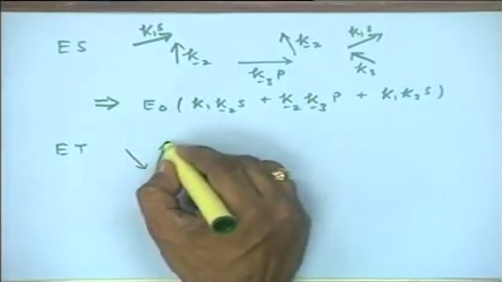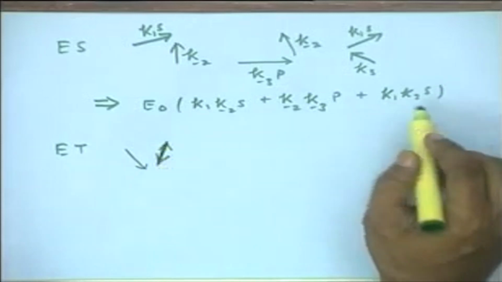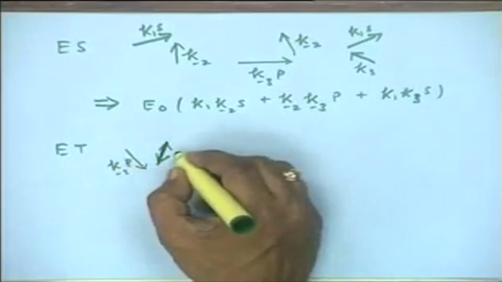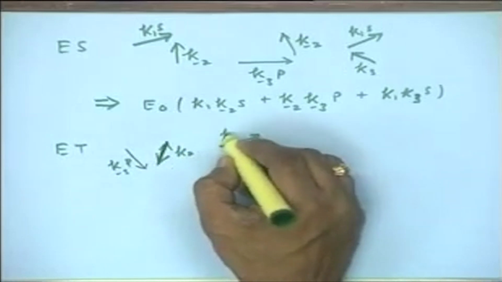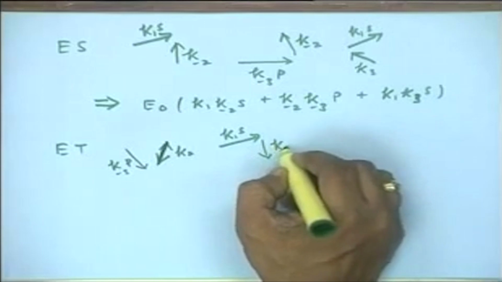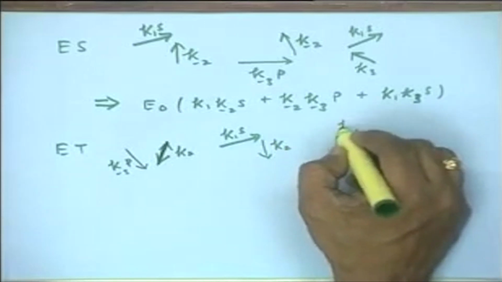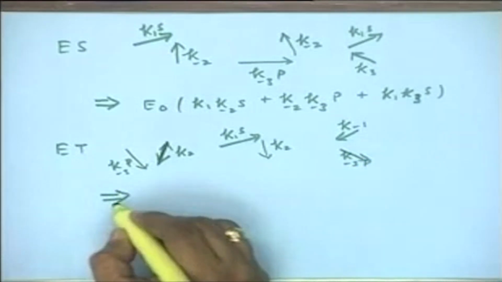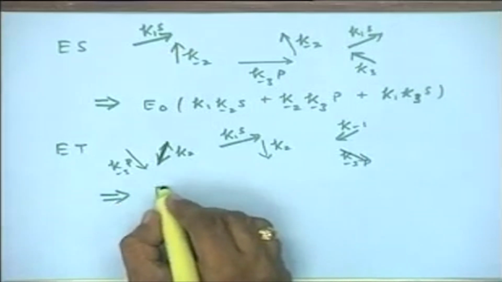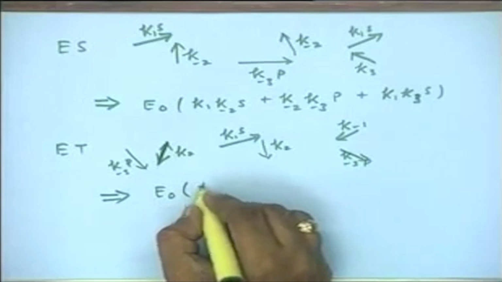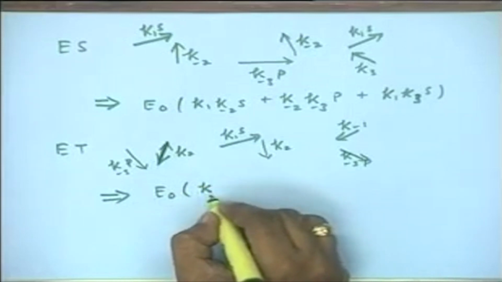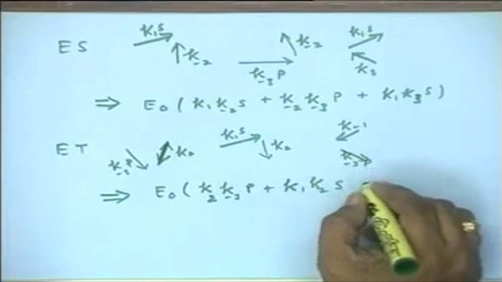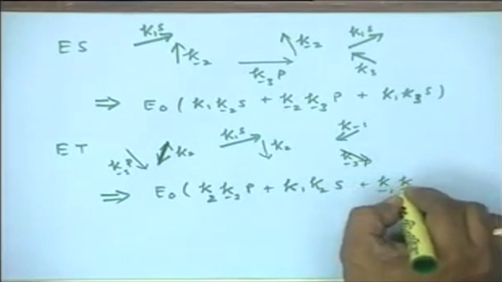oh sorry, the other way. So, the last is K1, K3. Pardon? Last one is K1, K3. This will be your K minus 3 into P and this will be K2, K1S, K2 and K minus 1, K minus 3 into P, and the fraction of the ET of the total enzyme concentration will be E0 into K2, K minus 3 into P plus K1, K2 into S plus K minus 1, K minus 3 into P.